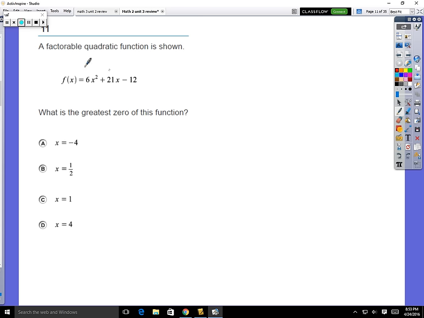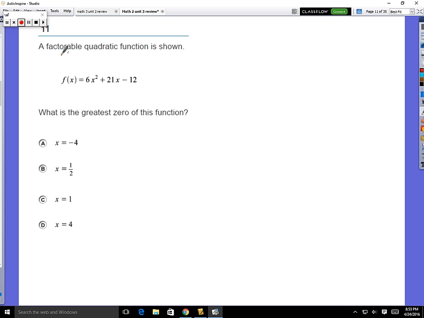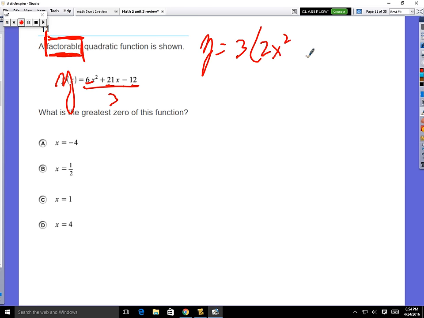This guy, let's check it out. It says it's factorable. So they want you to factor it, not use the quadratic formula. That's nice. Here we go. Move number 1. Okay, let's shrink it down a little bit. 6 and 21 and 12. Let's factor a 3 out of each of those. That's just function notation for y. Y equals 3 times 2x squared plus 7x minus 4.